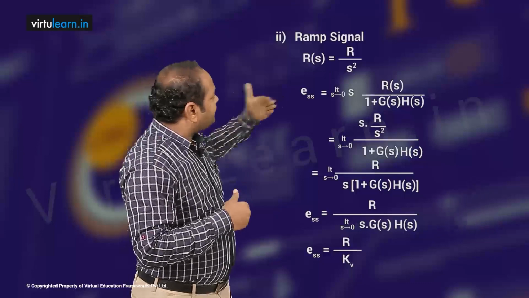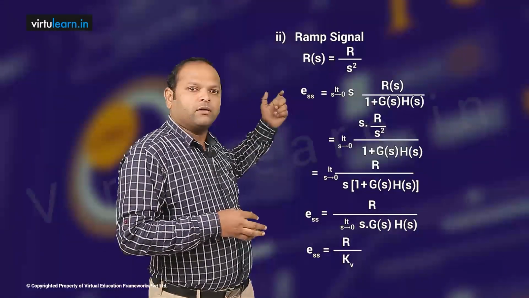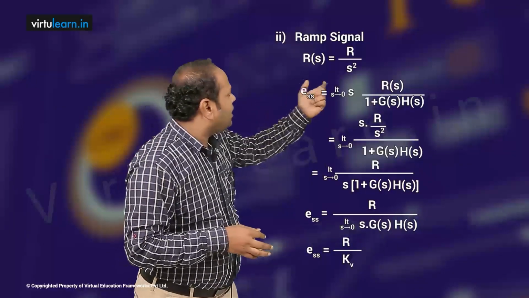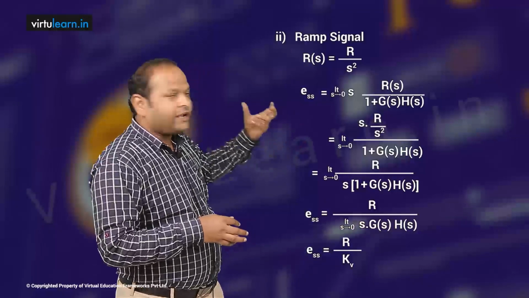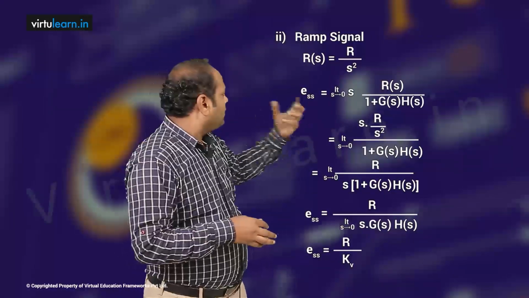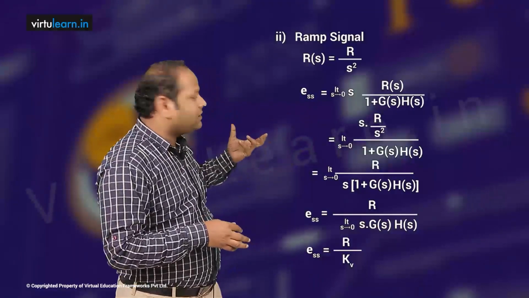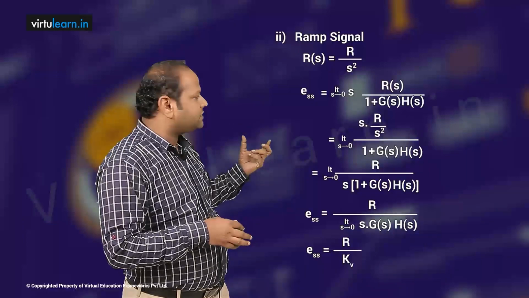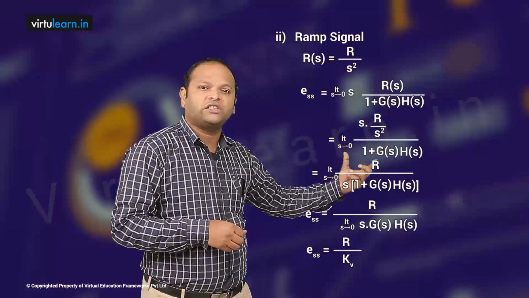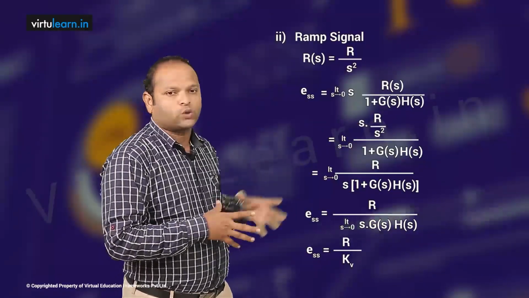Similarly, we apply the second signal, that is the ramp signal. We know the Laplace equivalent of the ramp: R of s is equal to R by s square. Then we take the error function, E of s is R of s by 1 plus GH of s. Directly we can write the steady state error equation. ESS is limit s tends to 0 of s into R of s by 1 plus GH of s. In place of R of s, we substitute R by s square.